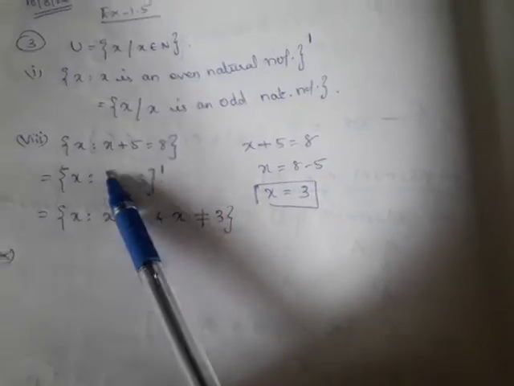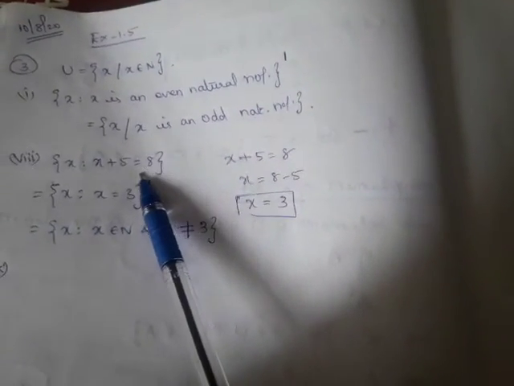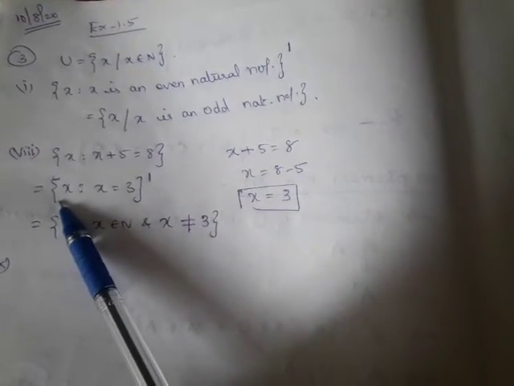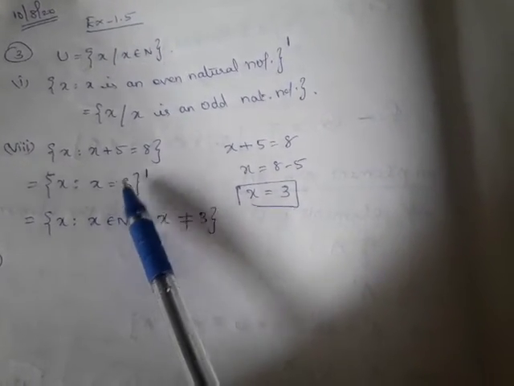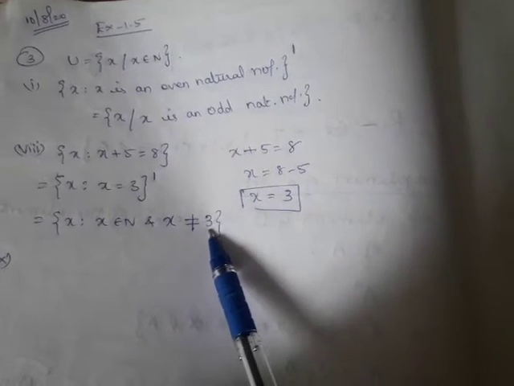X is equal to 3. Instead of giving directly x equal to 3, they have given a linear equation. We solved and found out what it is. Whenever you have an equation or inequality, first solve it and find what all the elements are, right? Now here, the set of all x such that x is equal to 3. Then its complement will be what? The set of all x such that x is a natural number and x is not equal to 3.